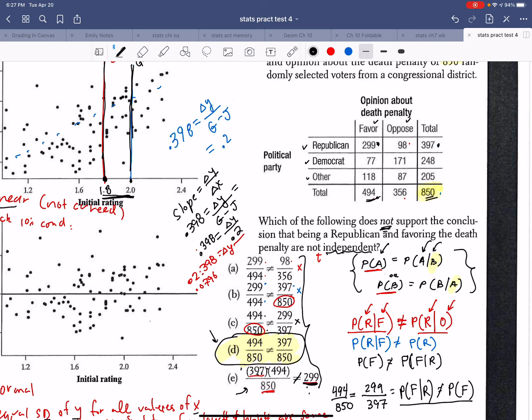That leaves us this. So what were they trying to prove? They're essentially saying this would be the probability of favor is not equal to the general probability of Republican. Just because those are not equal does not mean they're independent, because you have to set it up based on a conditional statement, and that's what these formulas are for.